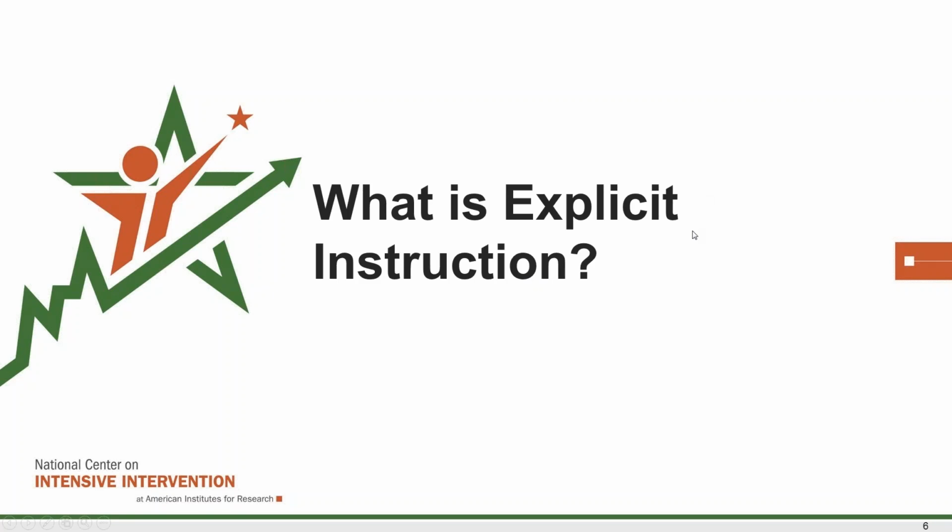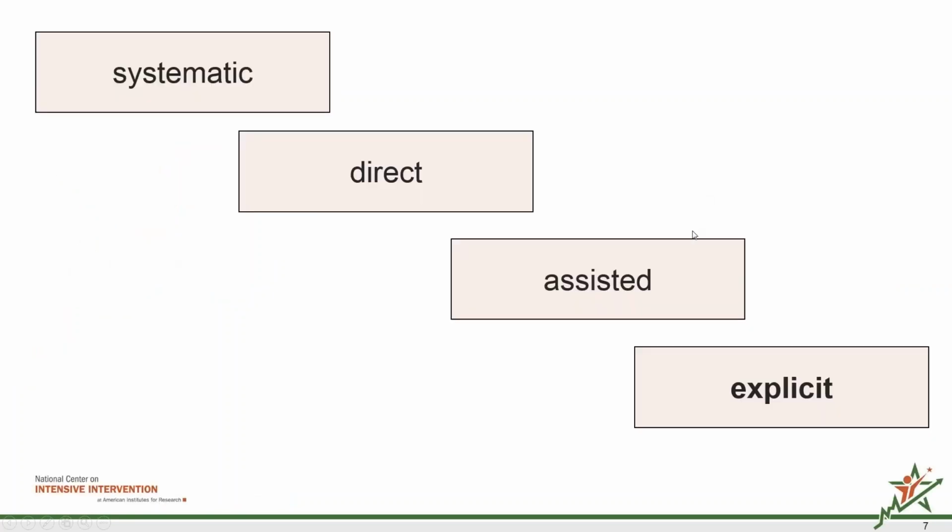So when we think about explicit instruction, there are several different terms that people use. You might be familiar with some of the terms on this slide, but for example, we might hear about systematic instruction, direct instruction. Sometimes people refer to this as assisted instruction. But we at the National Center on Intensive Intervention are going to use the term explicit instruction. But we would like you to realize that we're talking about all of these approaches to instruction in which we are systematic in the approach that we provide for the students' instruction. We are very direct, and we are assisting students with their learning.